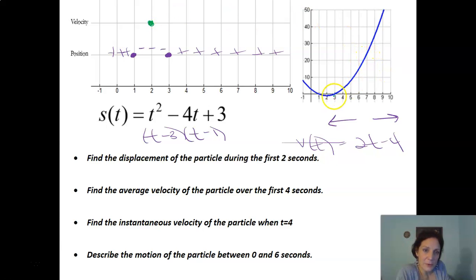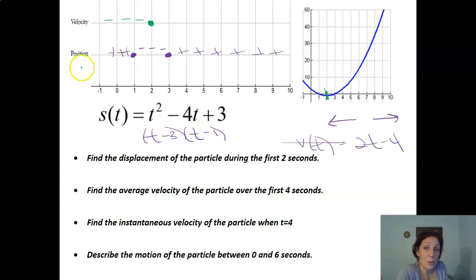Notice on your graph where the 2 is. Your position function is falling, falling, falling, falling, negative slope. And then you're at 2, that's where it changes its mind, right? All my slopes get positive from there on. So before 2, I have negative slopes.